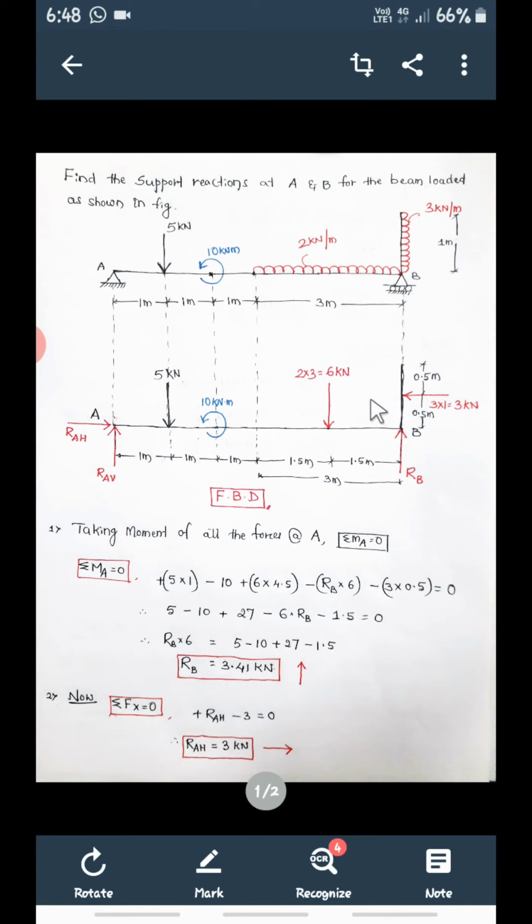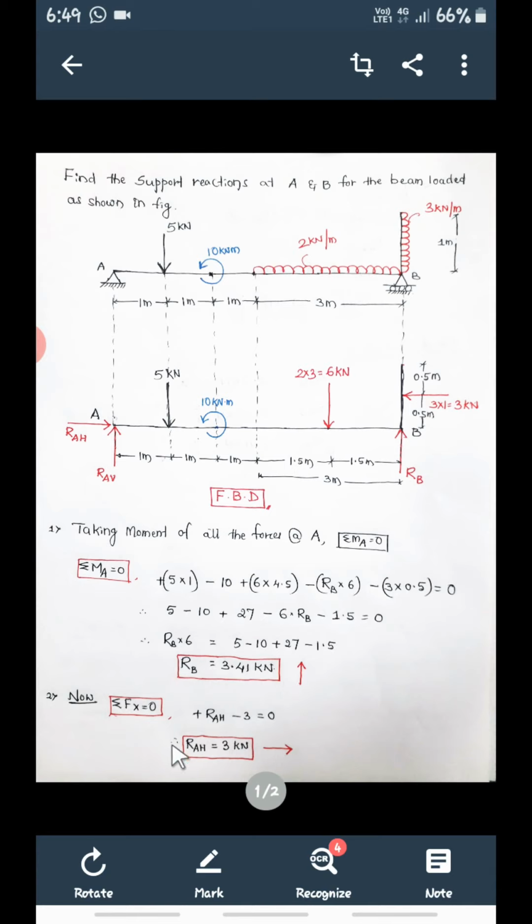If you extend this line of action, what is the perpendicular distance between this point load and A? That is 0.5. Because it is anti-clockwise, minus 3 into 0.5. This is summation MA equal to 0. If you calculate, reaction RB is equal to 3.41 kilonewton. So if you take moment here, you will get RB. We got a plus value, which means the direction we assumed is correct.